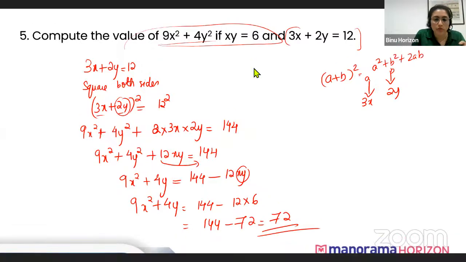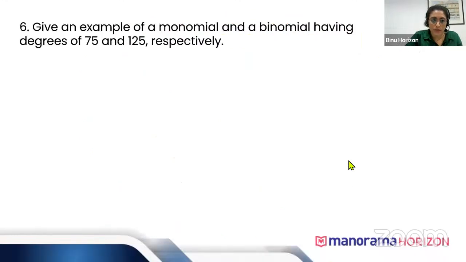72. Sriraj, please check the answer. 9x square plus 4y square you have to find, and xy is given as 6. Okay. xy equal to 6. Next question.